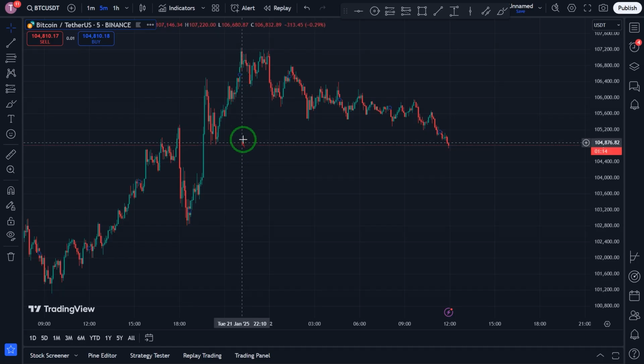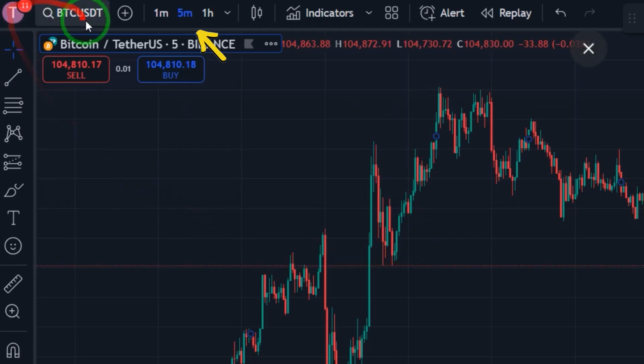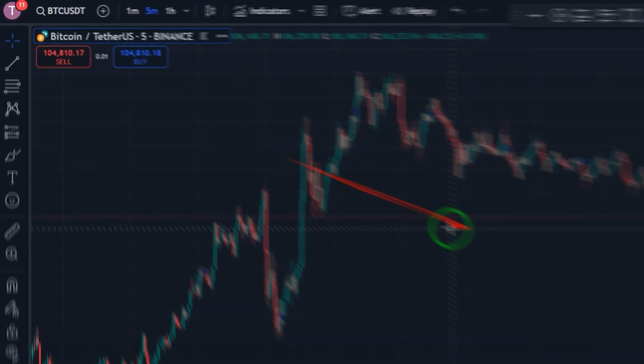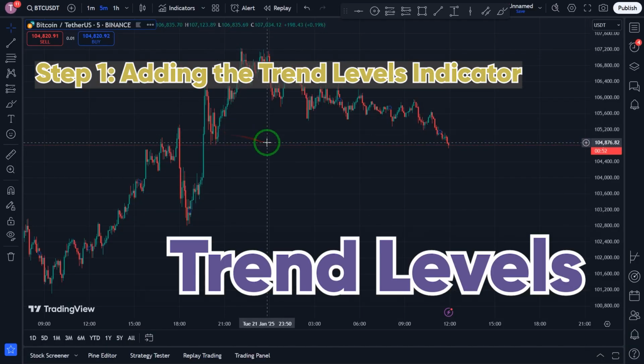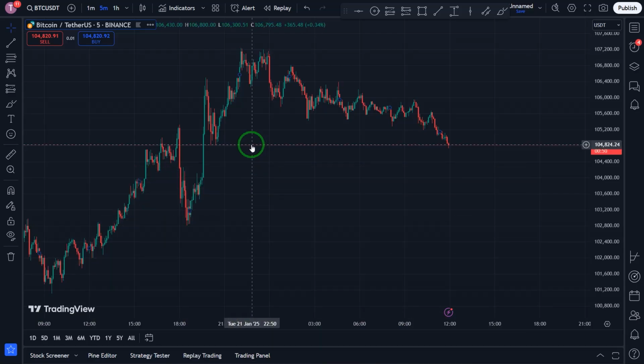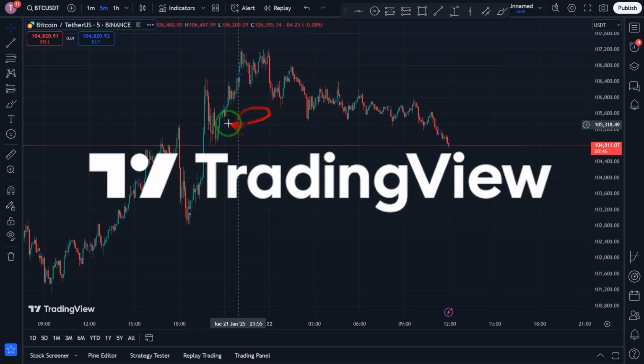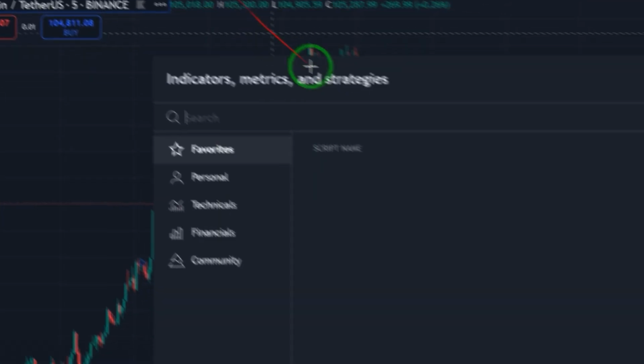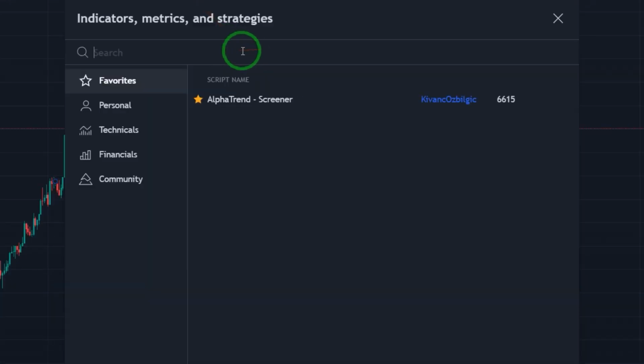For this example, we're focusing on a 5-minute Bitcoin chart. Our first tool is called Trend Levels, which helps us identify key market levels. To add it, first open TradingView and head to the Indicators section. Second, search for Trend Level Chart Prime and add it to your chart.